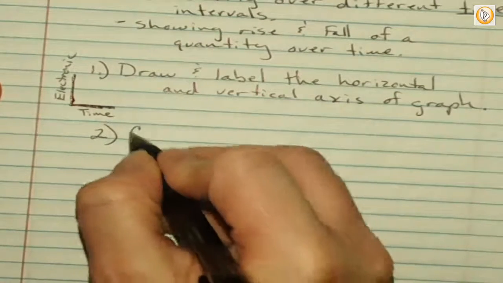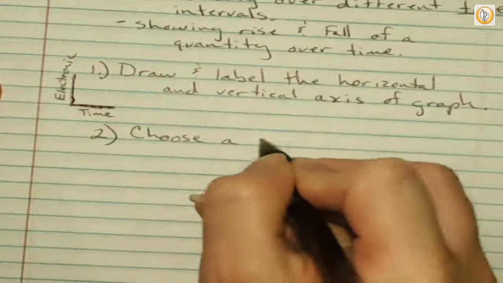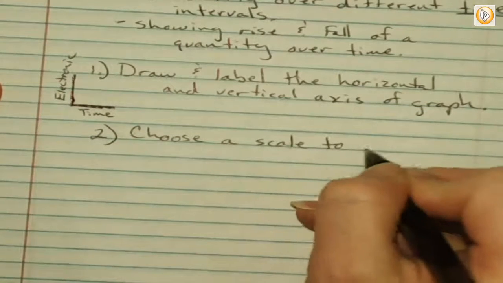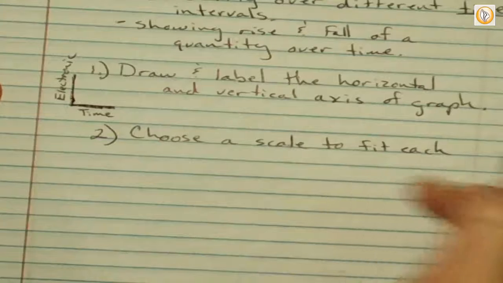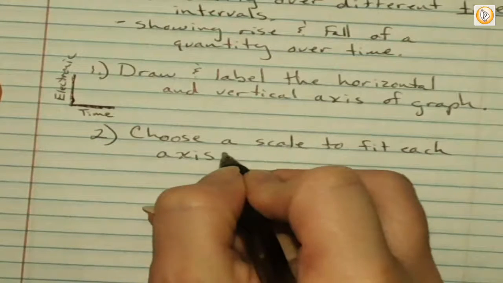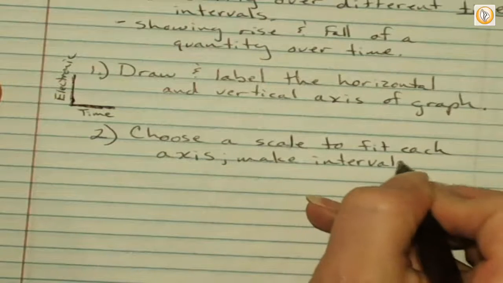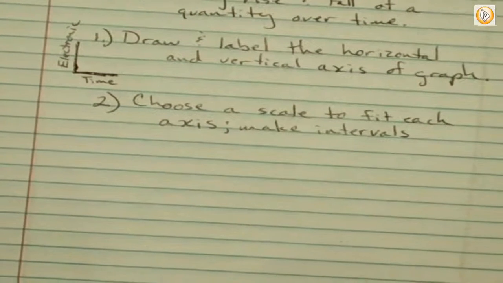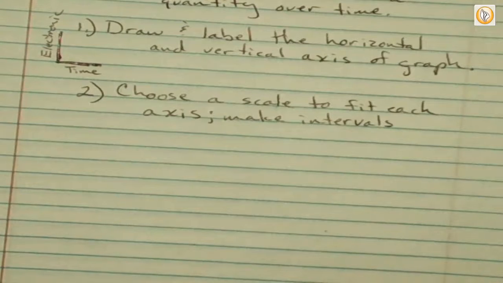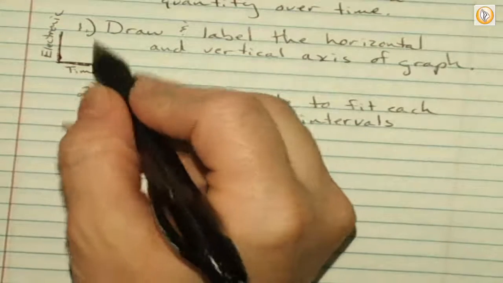Step 2: choose a scale to fit each axis and make intervals. Like, is it every 30 minutes? Is it every day? Is it every 10 years, 2 years, 5 years? Choose an appropriate scale. You want one that actually shows time.